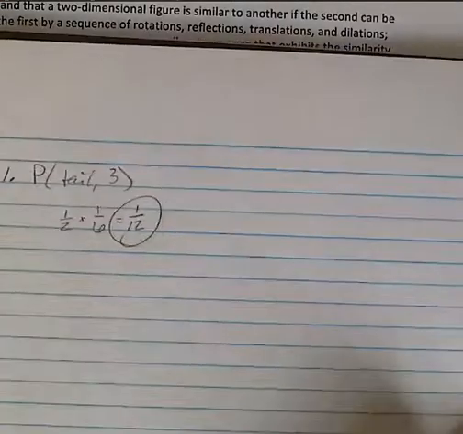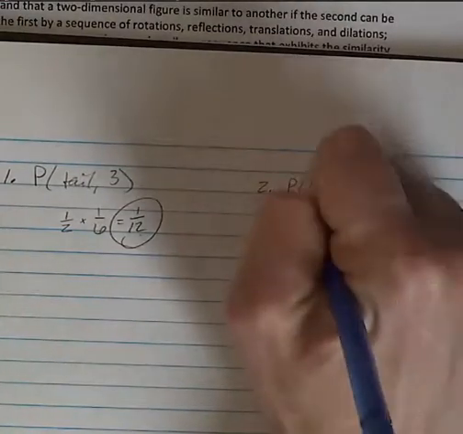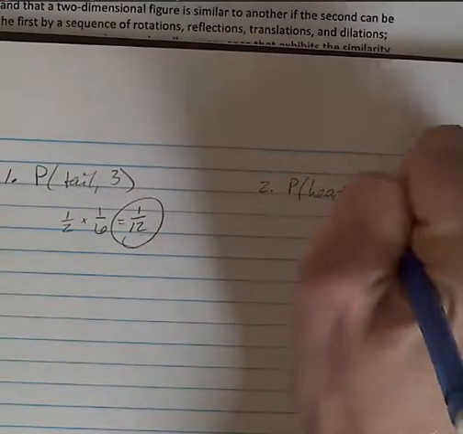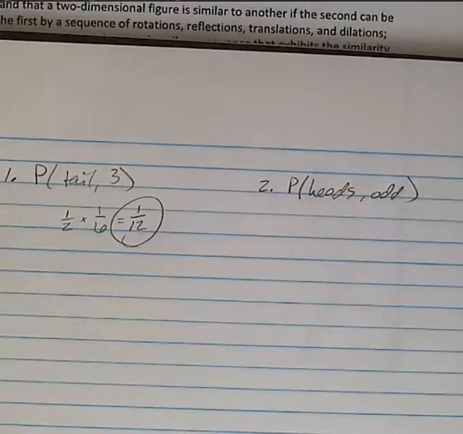I want you to do 2 on your own. 2 says it's the probability of a heads and an odd. Show me the work. Go. What does it mean by odd? So when I roll my number cube, how many odd numbers are there?